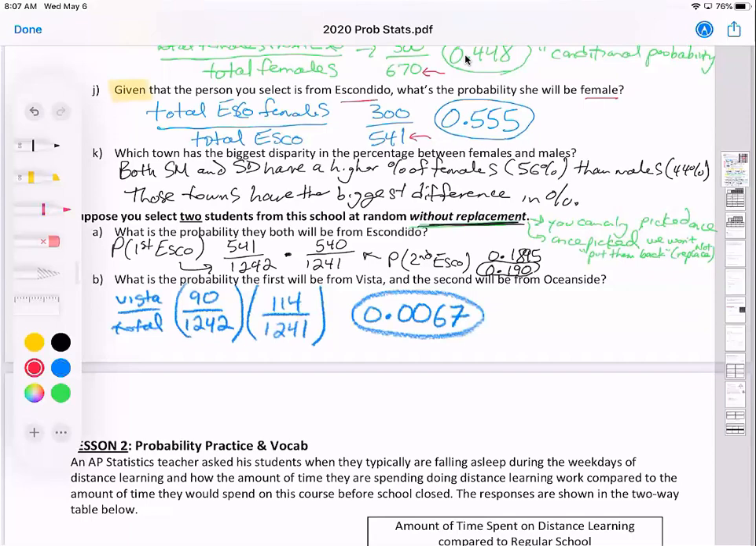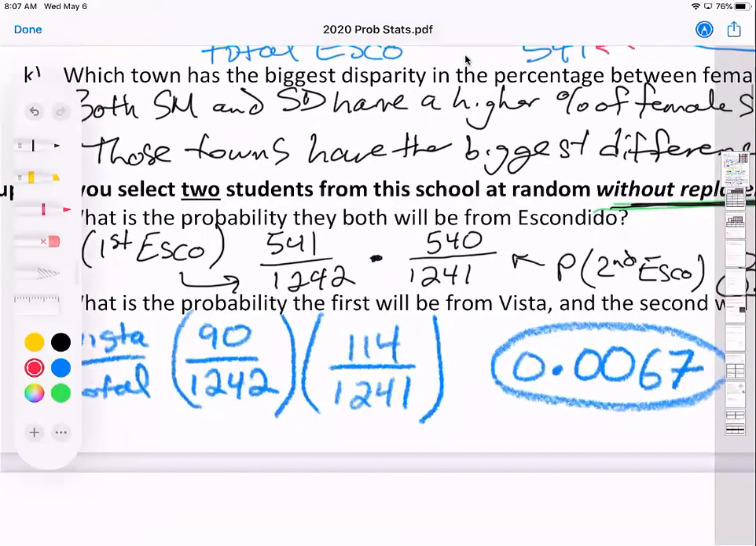So just to point out some things, in this first example, our numerator decreased by 1 and the denominator decreased by 1 in the second fraction, whereas in the second one, our numerator was a completely different number because it's a completely different town. This is the Oceanside number. Whereas this number, we had one fewer student, just like we did in the previous one. So those are probabilities without replacement.